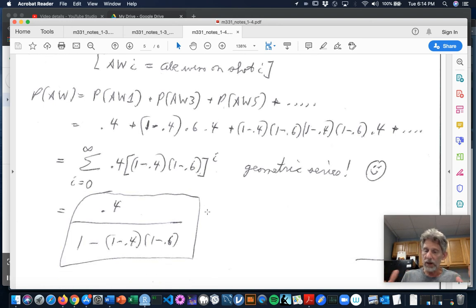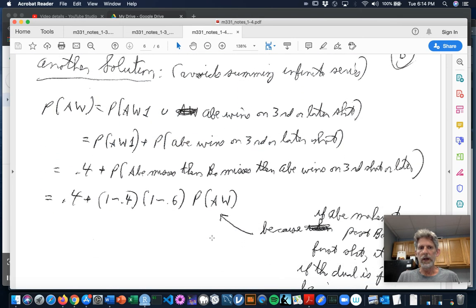And there's a formula for what they converge to. When the ratio is less than 1 in absolute value, they converge to the constant factor, 0.4, over 1 minus the ratio. So there is your answer, and you can compute it out to see what Abe's chances of actually winning the whole duel are. It's better than 40%, maybe even better than 50%. But why don't you get a calculator and see for yourself?